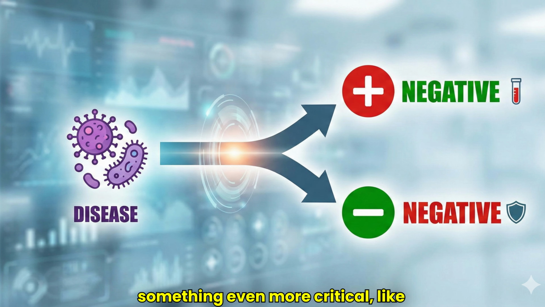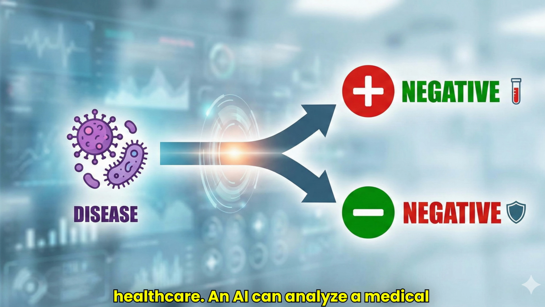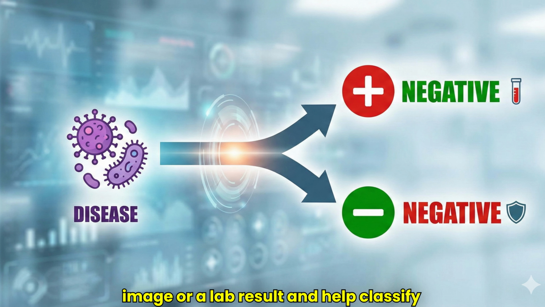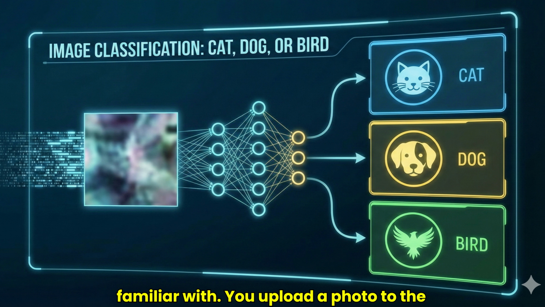Or take something even more critical, like healthcare. An AI can analyze a medical image or a lab result and help classify it. Is the result positive for a certain condition, or is it negative? This is one of those areas where you can see why accuracy is just everything. And of course, there's the one we're all familiar with. You upload a photo to the cloud, and it just magically knows what's in it. That's the AI asking that same question. Does this photo belong to the cat class, the dog class, or maybe the bird class?